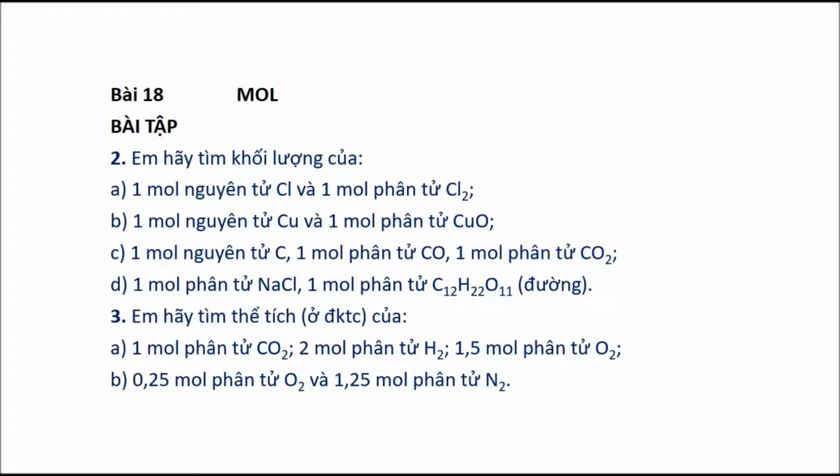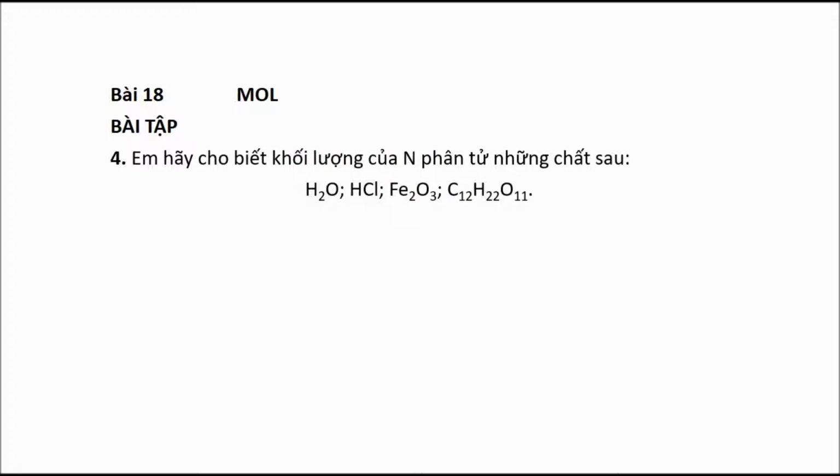1 mole of CO2 molecules, 2 moles of H2 molecules, 1.5 moles of O2 molecules. B. 0.25 mole of O2 molecules and 1.25 moles of N2 molecules. 4. Give the mass of N molecules of the following substances: H2O, HCl, Fe2O3, C12H22O11.